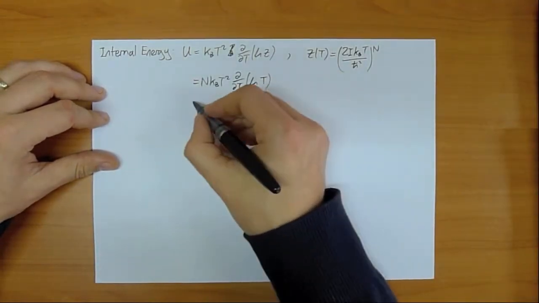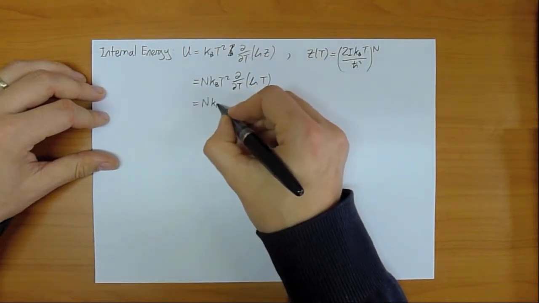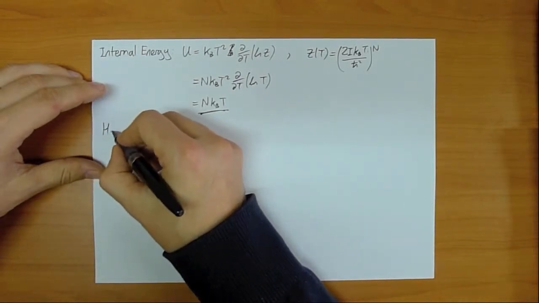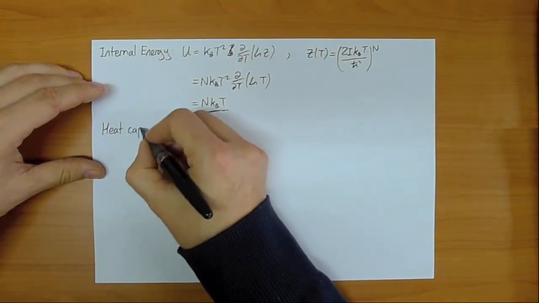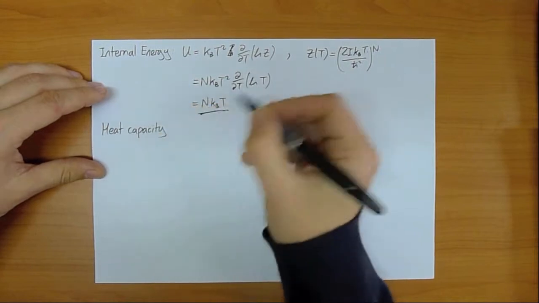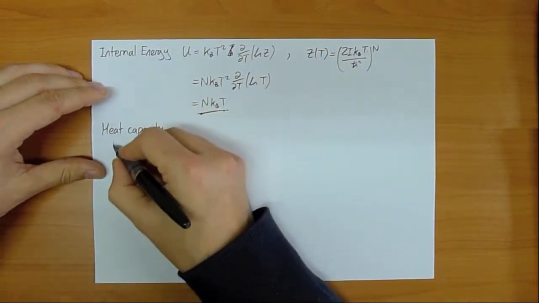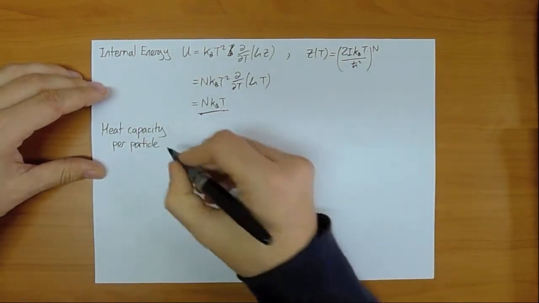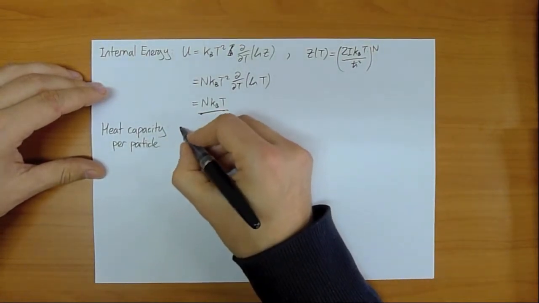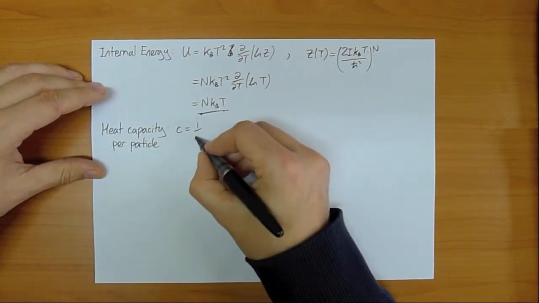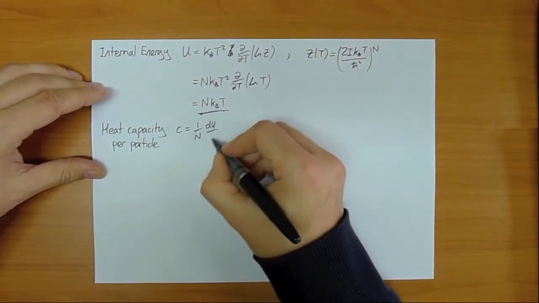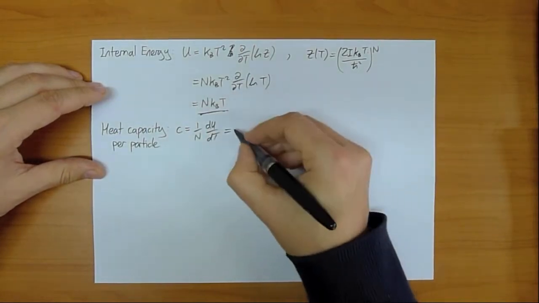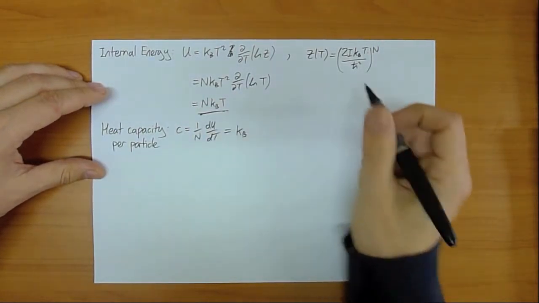That's easy, that's 1 over t. So this is n kbt, final result. And the heat capacity is per particle, let's say. So then we have to divide by the number of particles, so C is 1 over n times du by dt, and this is again a straightforward integral, this just gives me kb.